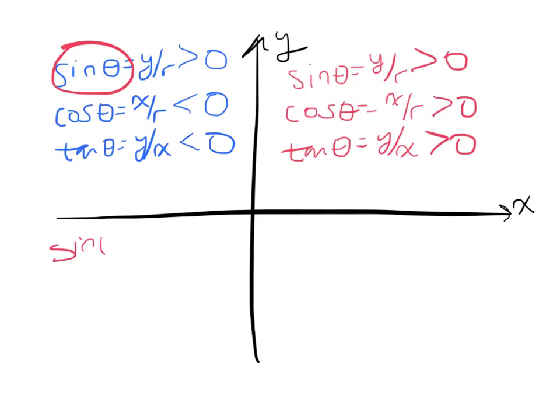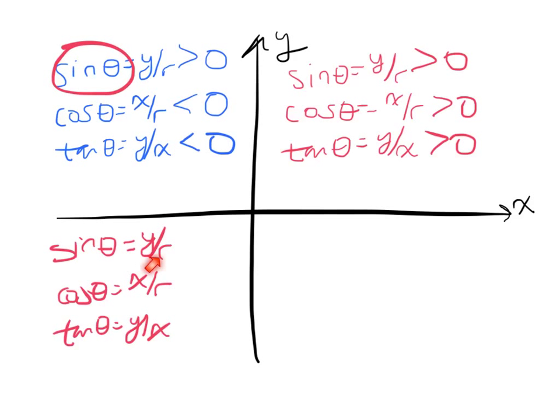Moving on to the third quadrant. R is always positive, but now we're looking at negative x values and negative y values. So we've got a negative to a positive, again a negative to a positive, but both y and x are negative, so the quotient will be positive. So tangent is positive in the third quadrant.